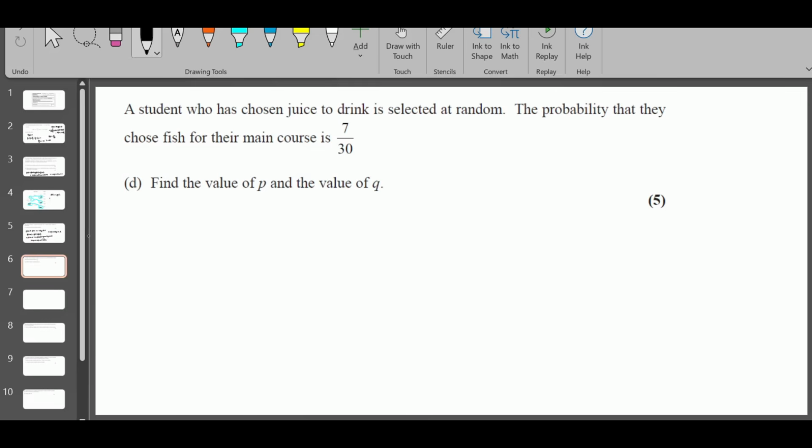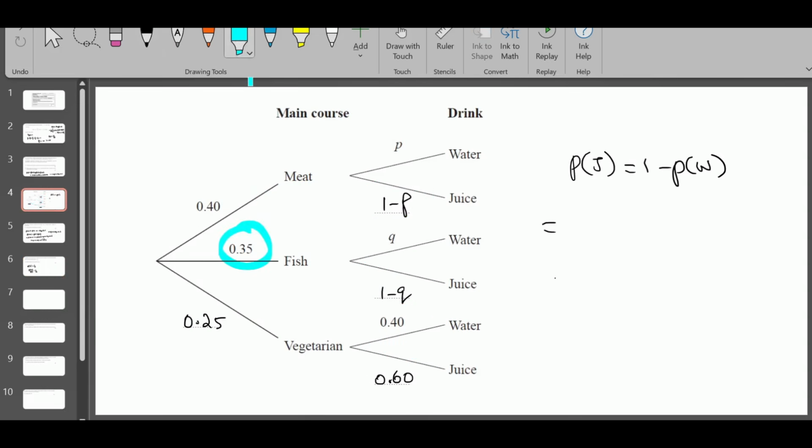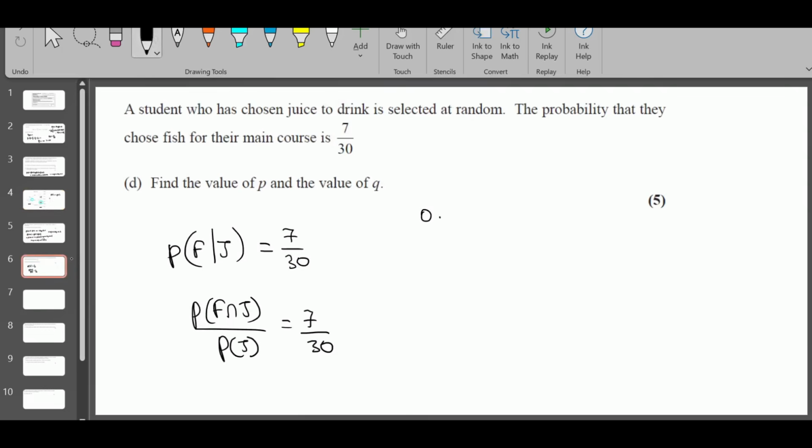Let's look at part D now. A student who has chosen juice to drink is selected at random. That's a condition. Find the probability that they choose fish as a main course. The conditional probability is given already as 7/30. The formula for conditional probability is P of A intersection B over P of B. In the diagram we are going to find F intersection J. This is F intersection J, which is 0.35 times 1 minus Q.